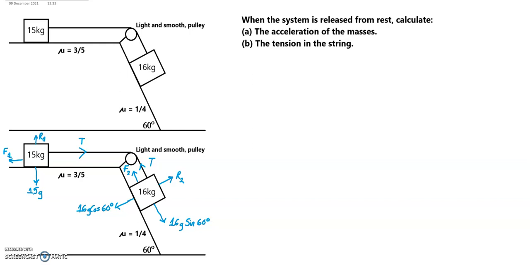So on this diagram now we have all the forces and components of forces that are required to solve this problem. So for part A, firstly, for the 15 kilogram mass, the first thing to do would be to resolve vertically. This is a double arrow because the 15 kilogram mass is not moving perpendicularly to the rough horizontal surface. So we have R1 acting upwards, and this must be balanced by 15g.